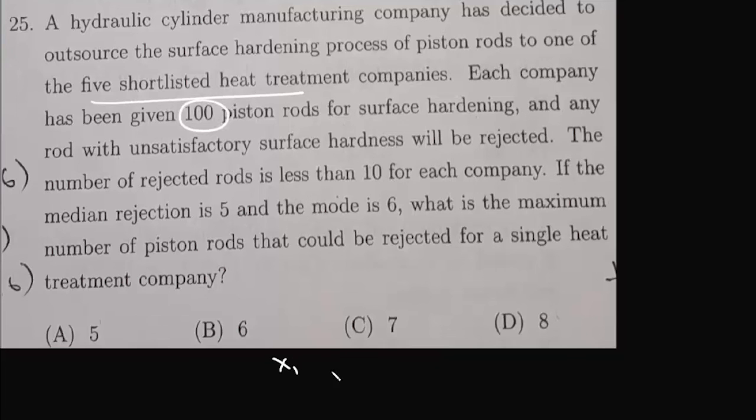Now we have 5 rejections, say x1, x2, x3, x4 and x5, and each xi is less than 10, and suppose we have arranged them in increasing order. Now it says the median rejection is 5, so that means x3 will be 5, and it also says the mode is 6. Now the mode can only be 6 if at least 2 of them are 6. So here x4 and x5 must be 6, and x1 and x2 will be less than 5. So the maximum number of piston rods that could be rejected for a single heat treatment company is 6, and that's your option B.